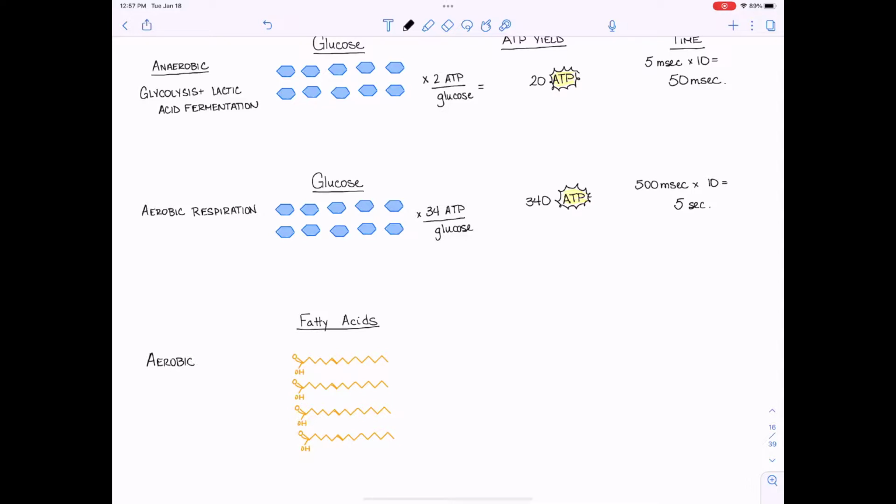Fatty acids, which must be metabolized aerobically, provide the biggest yield per molecule, but the process takes the longest. So if I assume that each fatty acid shown gives me 100 ATP, then the 4 fatty acids will give me collectively 400 ATP. But the process takes considerably longer than metabolizing even glucose aerobically. Let's say it takes 1.5 seconds. Then it's going to take me 6 seconds to metabolize these 4 fatty acid molecules.